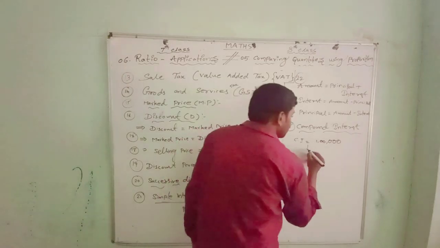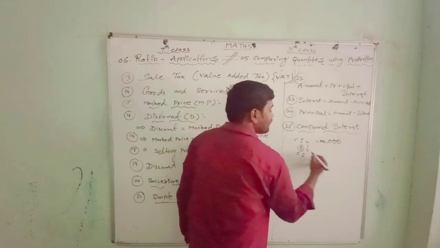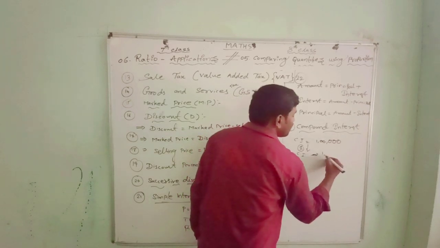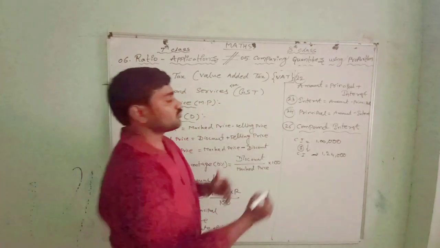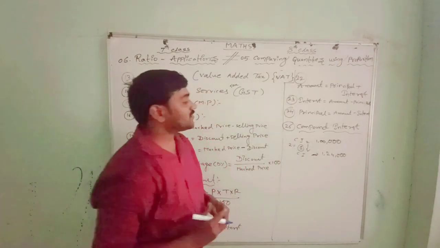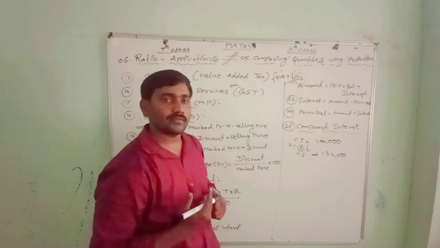After 1 year, for example, it is not an exact calculation, the amount becomes, suppose, 1,24,000, for a 2% interest. For the 2%, yes, it will be 1,24,000.